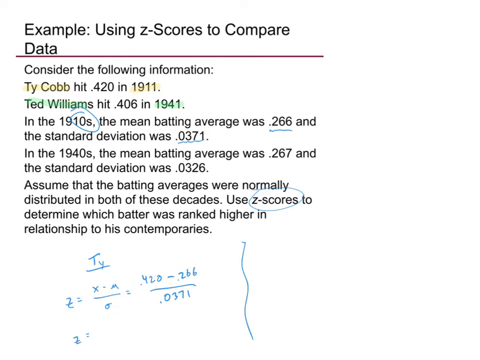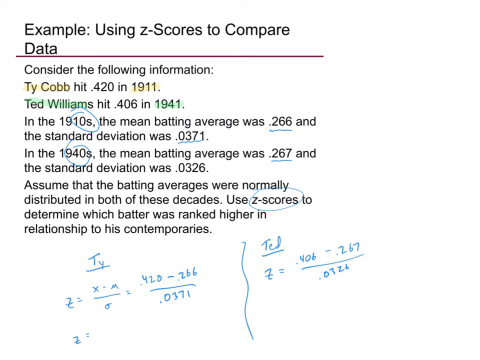But we'll do the same thing now for Ted Williams. Z equals, I'm not going to write x minus mu over sigma again, I just did. Ted Williams' batting average, 0.406, minus the mean in Ted Williams' era of the 1940s, which was 0.267. The standard deviation in the 40s was 0.0326. Now let's get our calculator, type it in, and see what we get for both players.